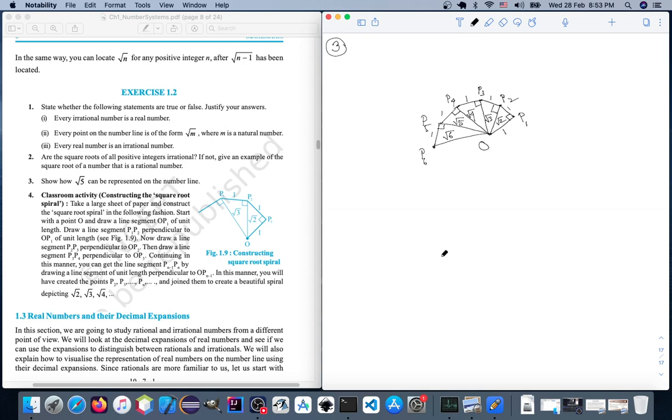So this is what is known as constructing the square root spiral. As you can see, it is forming a spiral this way, this way. So we will have it like this. It will go on, and all the hypotenuses will then be root 7, root 8, root 9, like this.